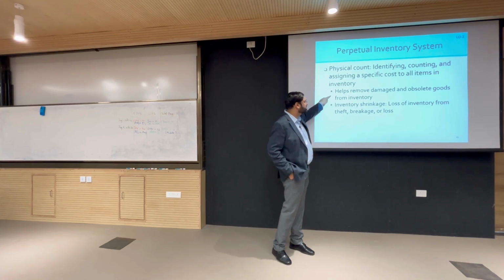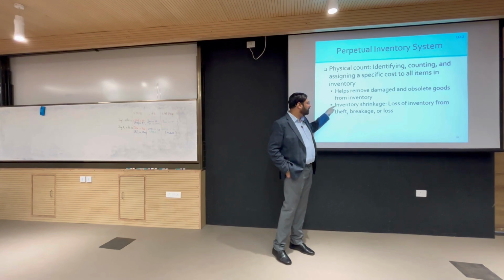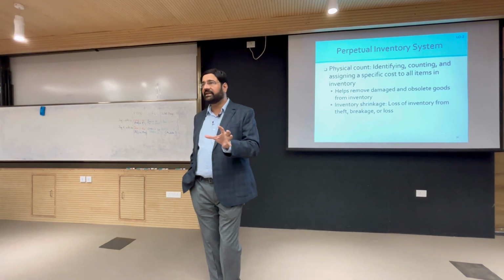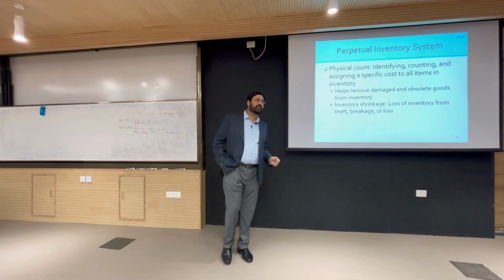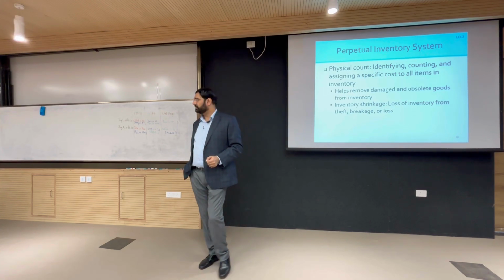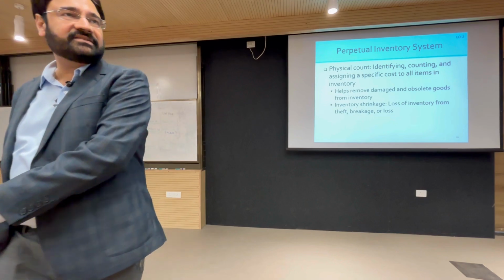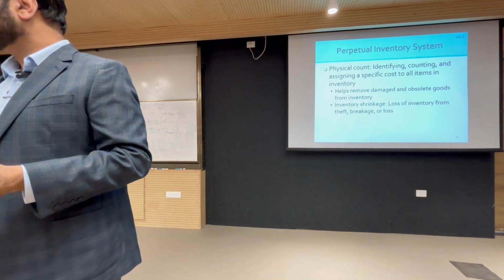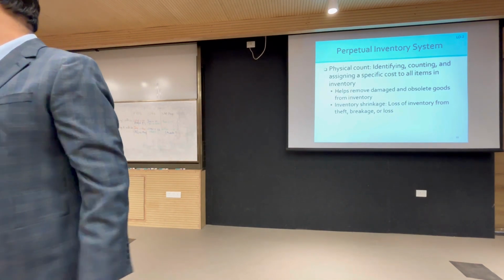It helps remove damaged and obsolete goods from inventory. It helps in identifying shrinkage, the loss of inventory from theft. This you will know when you do a physical count. The accounting records will anyway show the count, but when an auditor comes, let us say you are showing you have 100 glasses as per your inventory records, you have 100 glasses lying with you. But when you actually do a year-end check, when the auditor comes and sees, you realize it is 99 glasses.